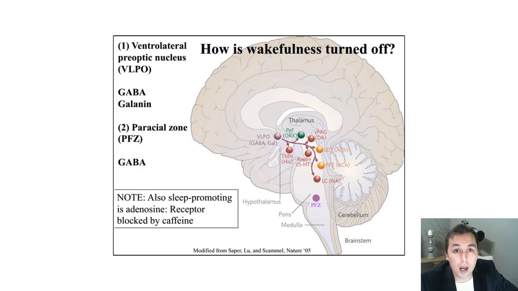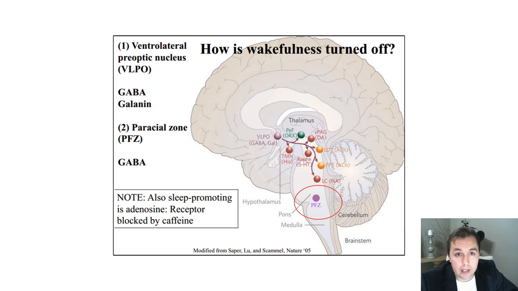In contrast to the highly wake-promoting system, the sleep-promoting system, at least as we understand it today, is far simpler. There is a single nucleus located in the preoptic region of the hypothalamus, the ventrolateral preoptic part specifically. This nucleus contains the neuropeptide galanin and the classical neurotransmitter GABA. These VLPO neurons project to all of the wake-promoting neurons that I just talked about, and subsequently inhibit them.